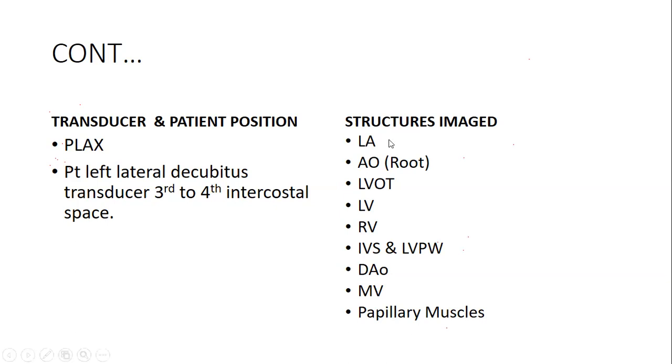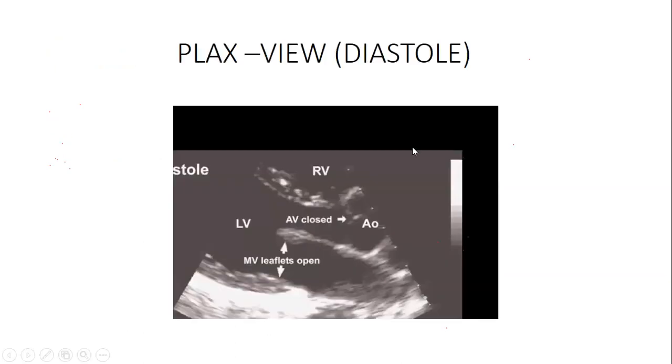Anatomically, you are going to appreciate the left atrium. I don't need to explain what LA is because we gave the abbreviations. We are going to understand and appreciate the aortic root, the left ventricular outflow tract, the left ventricle, the right ventricle, sorry, the IVS, which is the septum, the left ventricular posterior wall, the descending aorta, the mitral valve, and the papillary muscles. These are going to be appreciated in the parasternal long axis. You are going to see them and appreciate them in that view. How do they look? This is how they look.